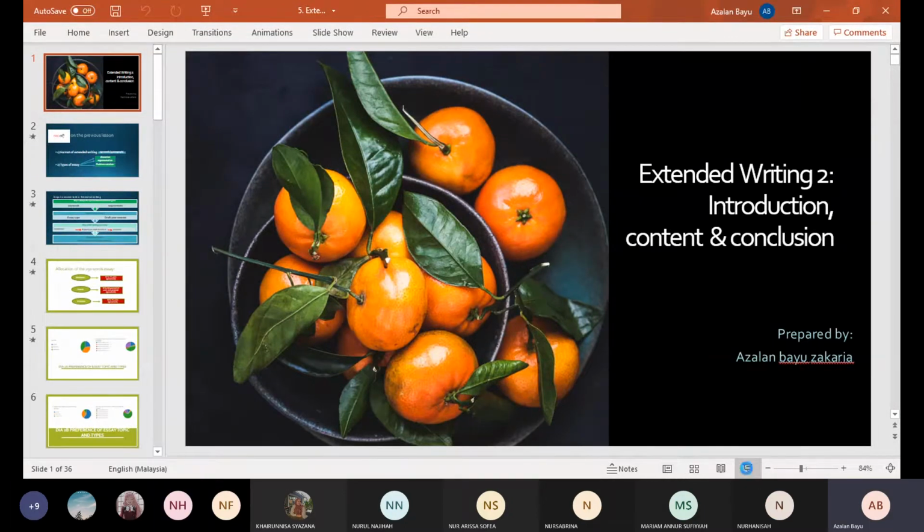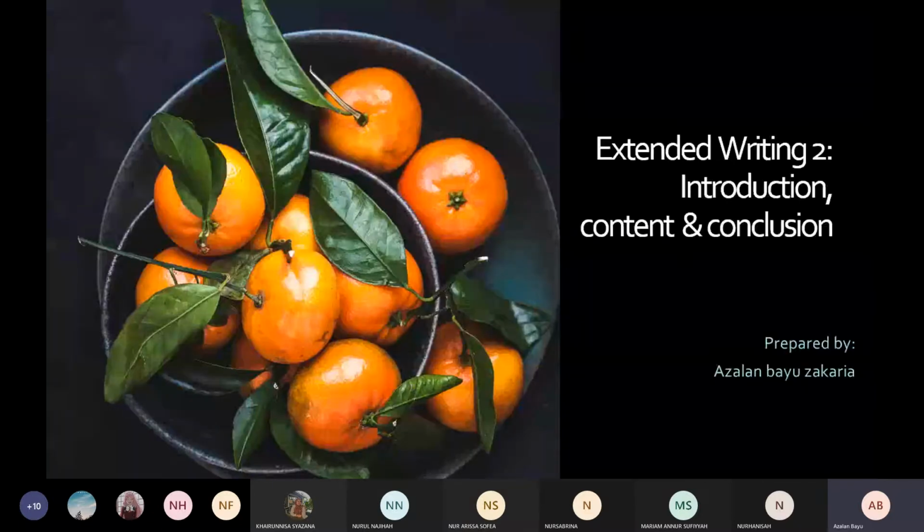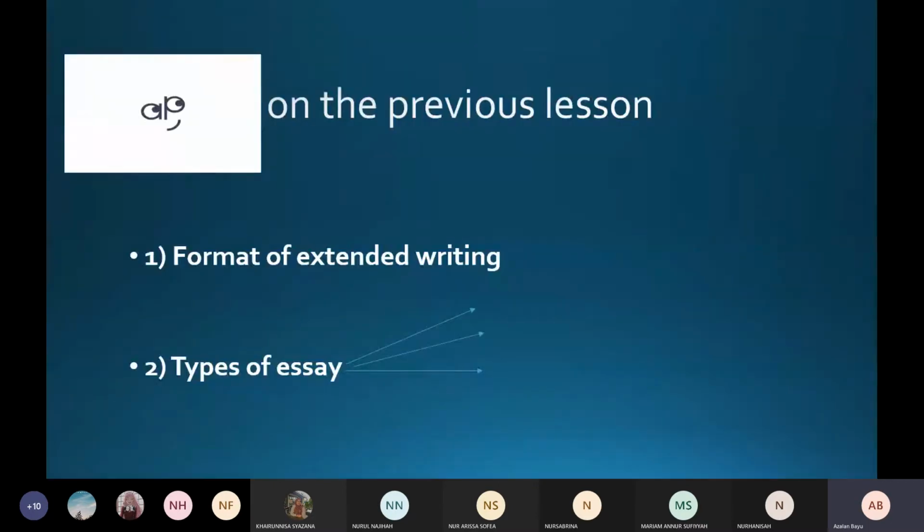Yes, sir. Extended writing 2, we are going to focus on introduction, content and conclusion. Okay, tiga benda yang penting dalam essay, in any essay adalah these three things. Alright, and we are going to learn on what to write. Apa benda yang you nak tulis pada setiap part dalam essay ni. Okay, we do some recap of the previous lesson.